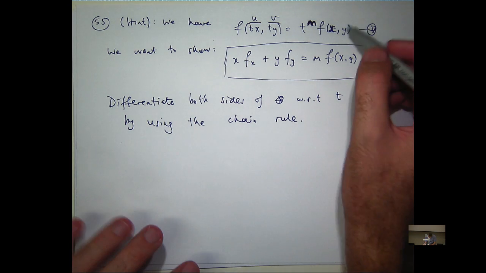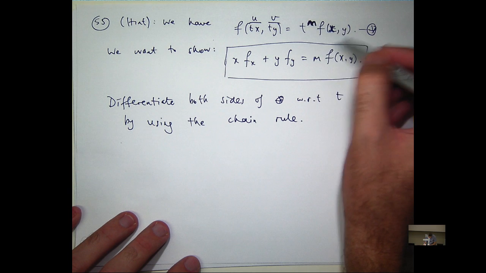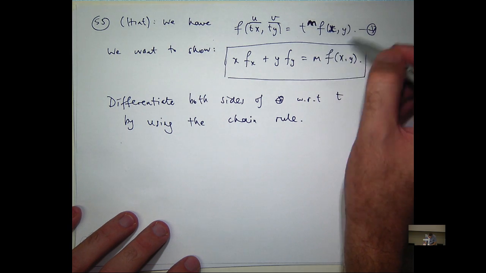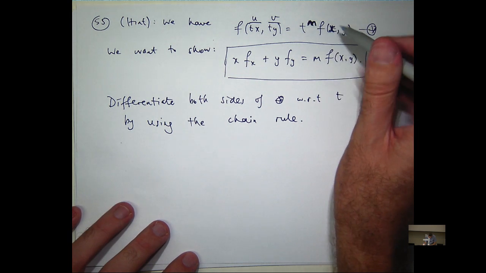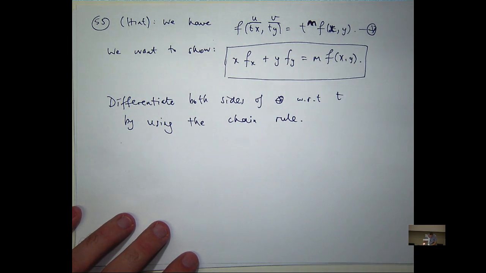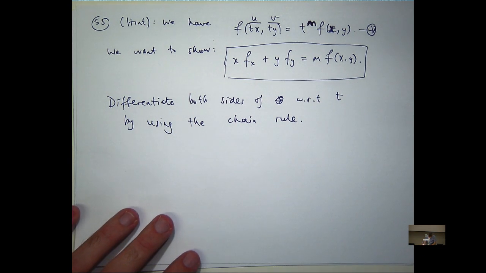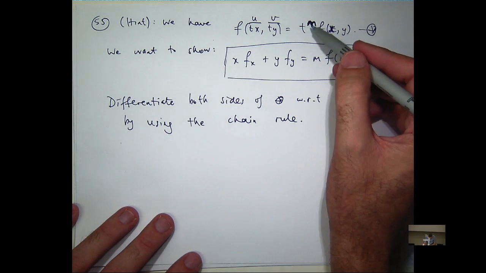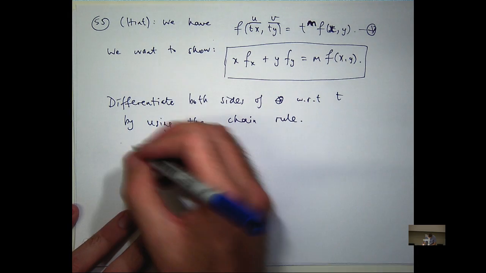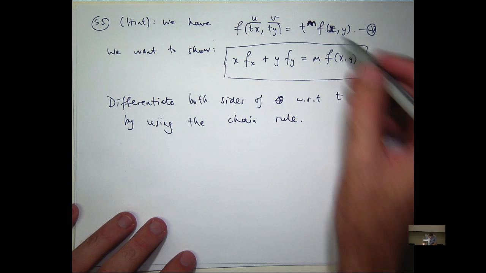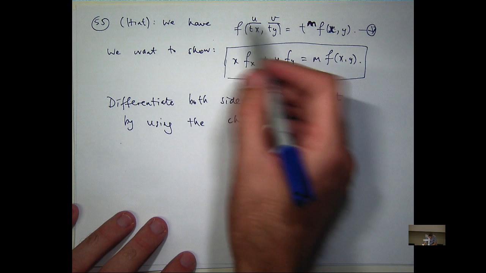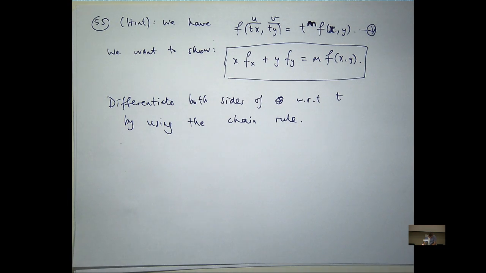I mean, you don't have to use the chain rule over here, of course. If you differentiate with respect to t over here, you're just going to get m times t to the m minus 1 times f. Okay? So the right-hand side is going to give you something like m times t to the m minus 1 times all of this. And the left-hand side will give you something else when you differentiate.